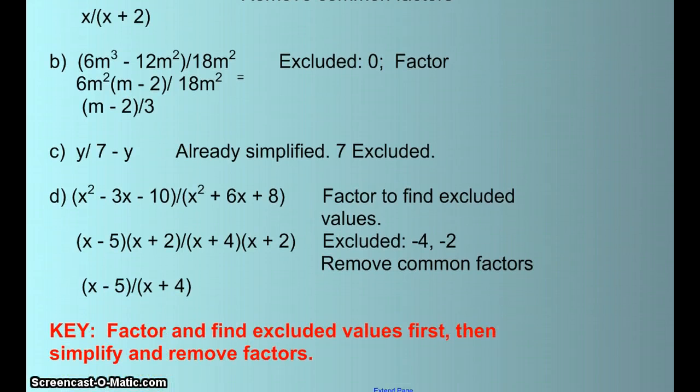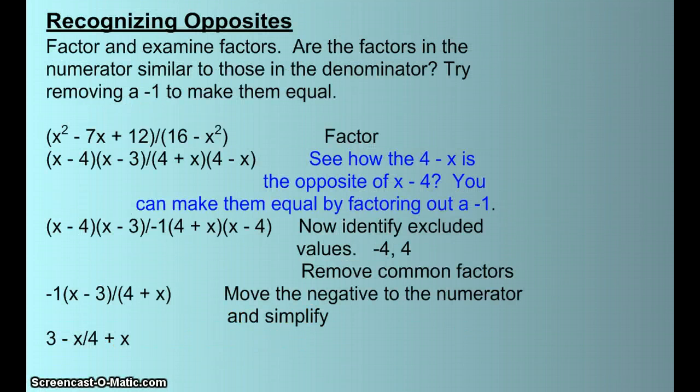The key here is to factor and find the excluded values first. Then simplify the fraction and remove the common factors from the numerator and denominator. So you need to go through those steps every single time. You have to be able to recognize opposites, and this is a little more difficult. We're doing the same thing. We're factoring, and we're taking a look at the factors to see if we have the same thing in the numerator and the denominator. But the thing is, sometimes they're not exactly the same. Sometimes they're similar. And if you can just remove a factor of negative 1, you will have the same factors.